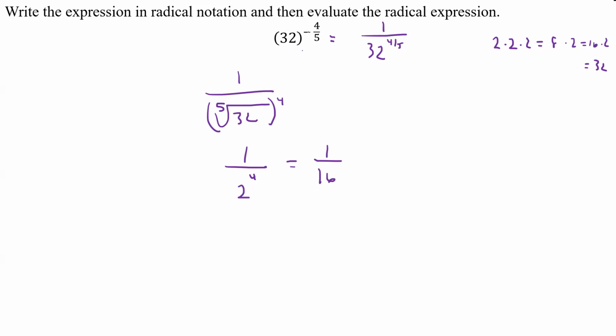Again, we converted the negative exponent to a positive by taking it to the other side. After that, we converted to a radical, and then thought, what does that radical mean? Well, the fifth root of 32 is going to be 2. We still raise it to the power 4, and then we get our 1/16.